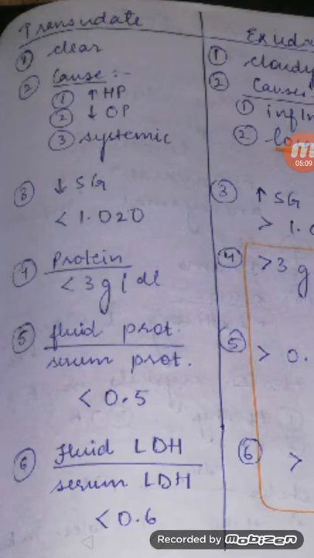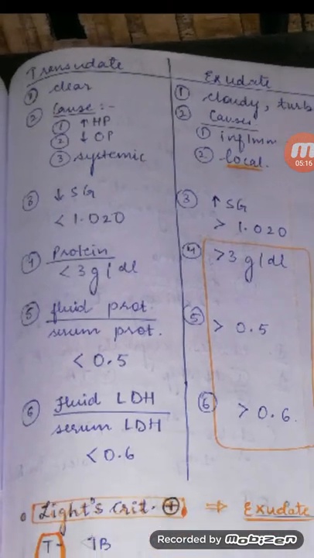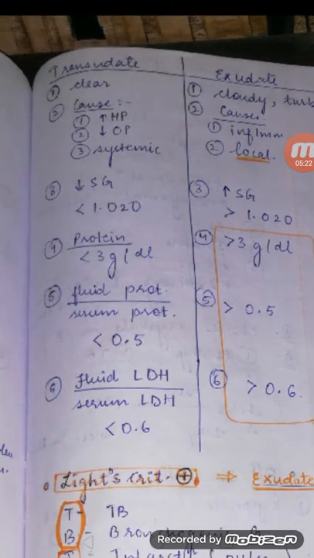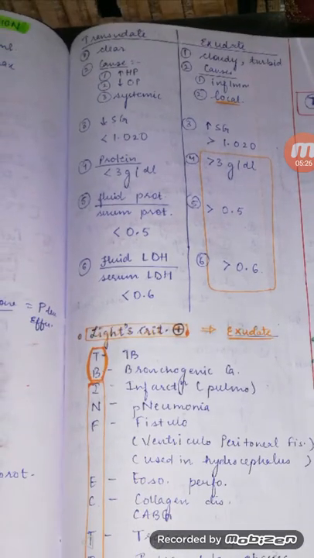Now, coming to the specific gravity, it will be less in a transudate because the proteins are less, so less than 1020. For an exudate it is more than 1020. The protein content here will be less than 3 grams per deciliter, and here it is more than 3 grams per deciliter. The pleural fluid protein divided by the serum protein ratio is less than 0.5, but in an exudate it is more than 0.5, because it is a protein-rich, proteinaceous fluid.